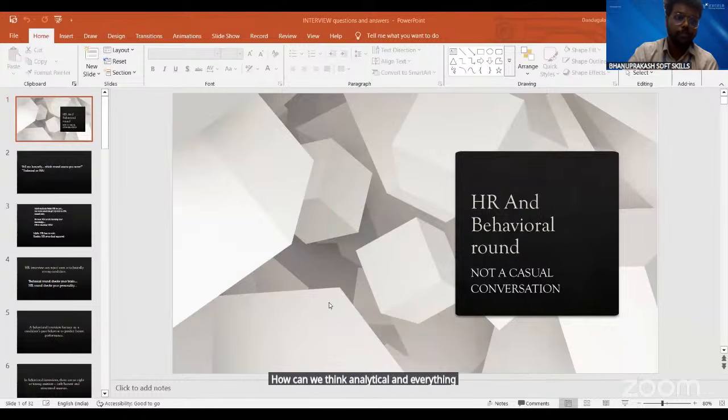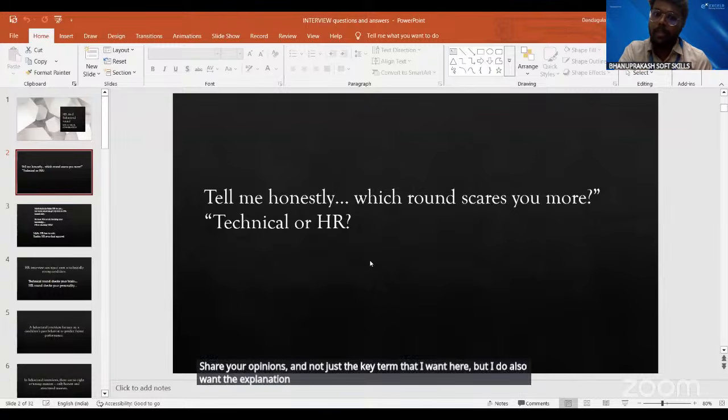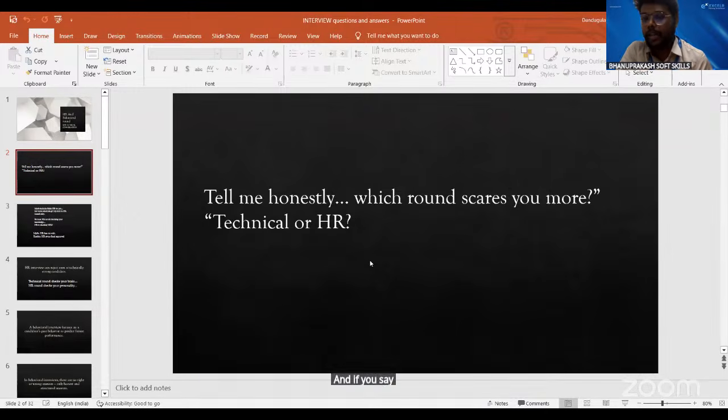Okay, before that, tell me honestly, which round scares you more, technical or HR? Share your opinions, and not just the key term that I want here, but I also want the explanation from your end. For example, if you say that technical scares you more, I need a proper explanation why. And if you say HR scares you more, then explain why.